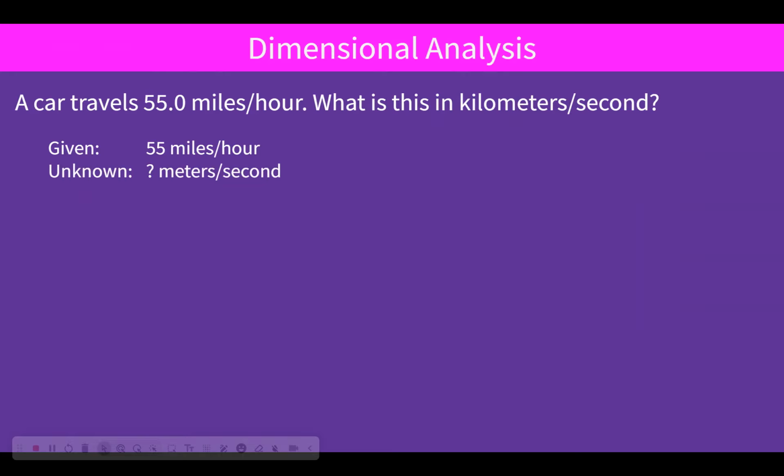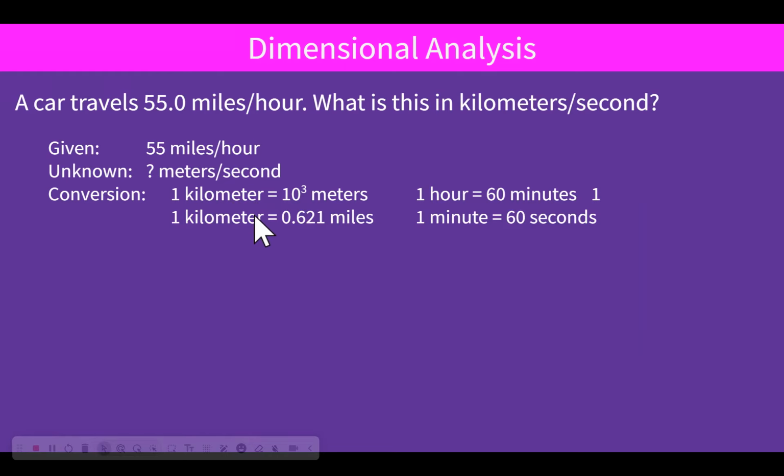So let's think about what we need to convert. Okay, we need to convert miles to kilometers, and then kilometers to meters, and then we're going to convert hours to minutes and minutes to seconds. So we'll start with our given, 55 miles per hour. So we're going to put 55 miles over 1 hour. That's how you write this complex conversion factor.